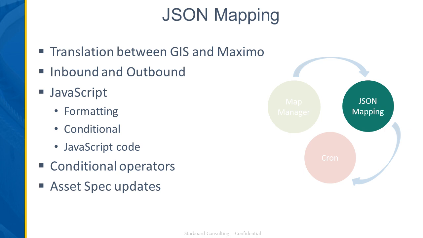And for our project managers out there listening, definitely take note of this. We can also provide conditional operators. So if an attribute is null, we can say use a different one for the mapping translation, or we can say, set it to a fixed value of some sort. Finally, asset spec updates. So we can actually update the asset spec information inside Maximo using the JSON mapping.